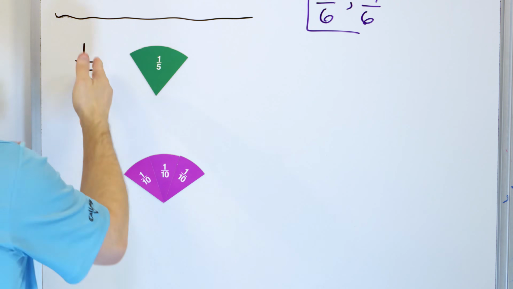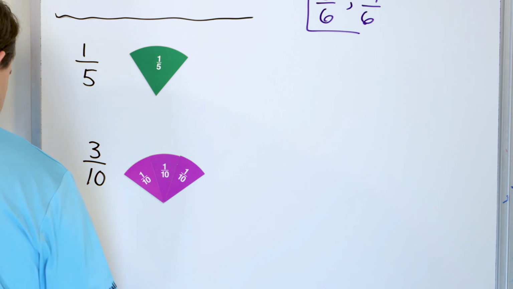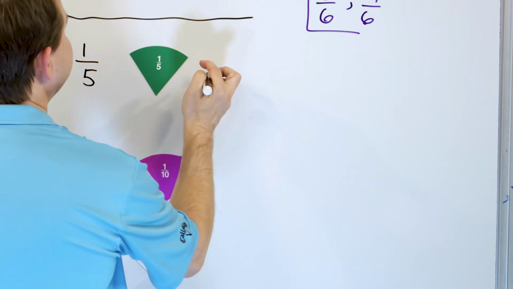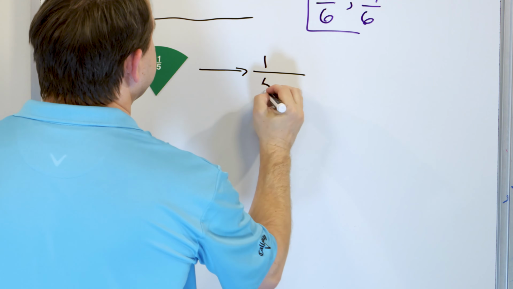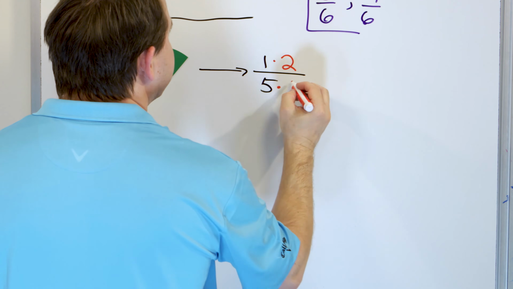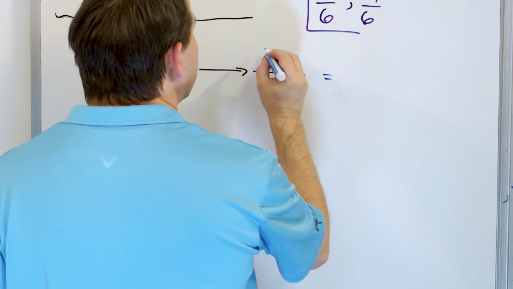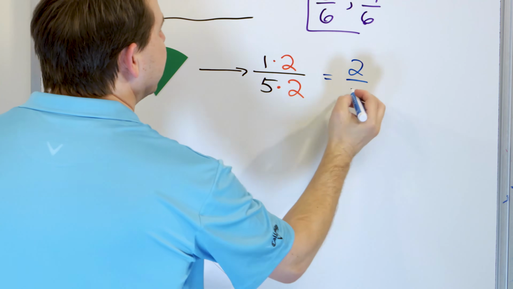But the point is, we want to represent these two fractions with a common denominator, the same bottom number. I have a 5 and I have a 10. I know that 5 times 2 is 10, so all I'm going to do is multiply this fraction by 2 on the top and 2 on the bottom. So let's do that. Over here, 1/5. I'll multiply the top of the fraction by 2 and the bottom of the fraction by 2. And what will I get as a result? 1 times 2 is 2, and 5 times 2 is 10.